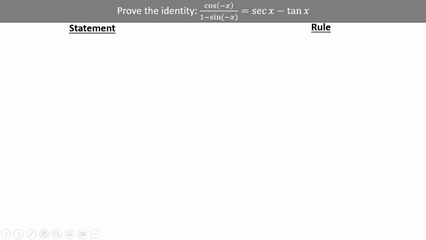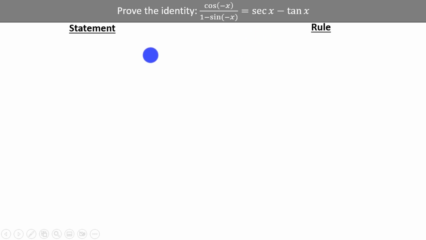We are asked to prove the identity cosine of negative x divided by 1 minus sine of negative x is equal to secant of x minus tangent of x. Recall that the process of proving a trigonometric identity involves choosing one side of the equation to work on and then manipulating that side with algebra or trigonometric identities until we reach the other side.